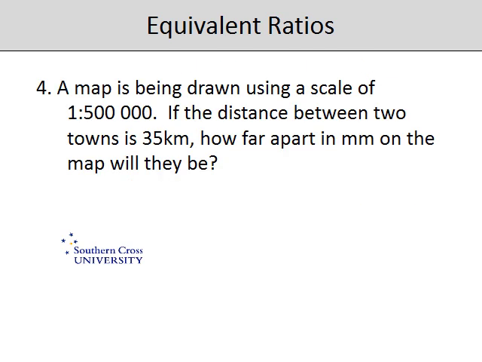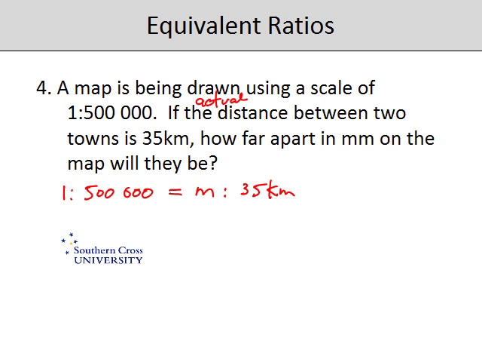So moving on to the next one, we have another map that has a scale, map distance to an actual distance, of 1 to 500,000. And the distance between the two towns, or make it a little bit clearer, the actual distance between the two towns is 35 kilometres. How far apart in millimetres on the map will they be? So we'll write our equivalent ratio. So 1 to 500,000 is equal to how far apart on the map. Let's put n for map distance, is 35 kilometres.